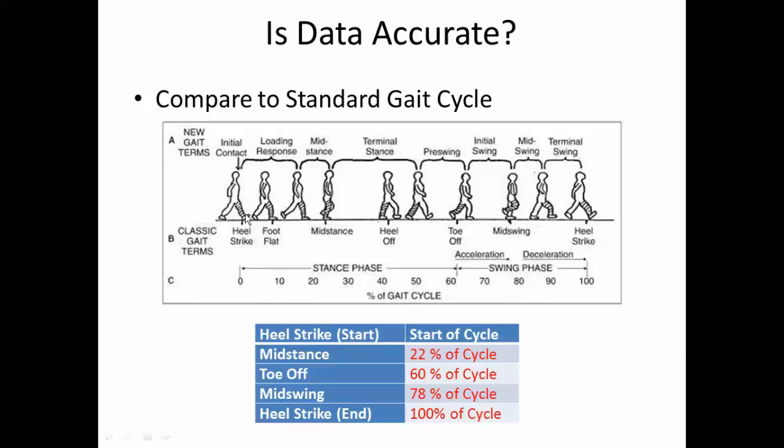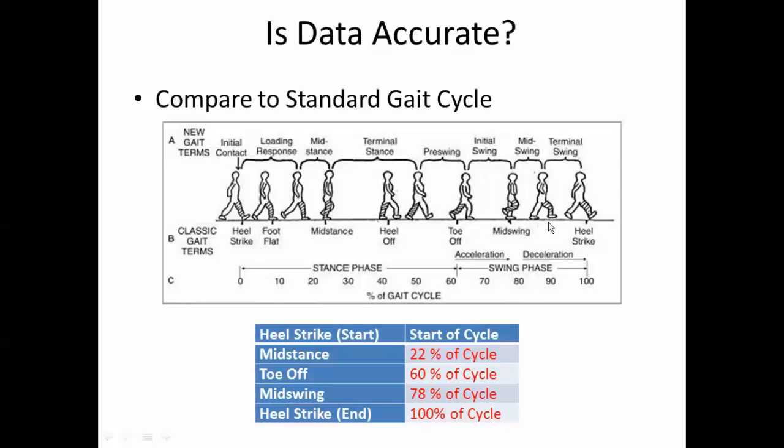It starts at the heel strike, when your heel first hits the floor, and it ends again with the next heel strike. And there are all these phases, and all these points. So in order to see if my data actually corresponds to a standard gait cycle, I took 3 milestones, which were the mid stance, the toe off, and the mid swing, and I noted where they come in the gait cycle, at 22%, 60%, and 78%, and you can see those also in the figure.